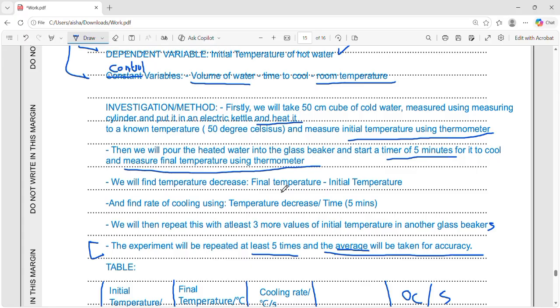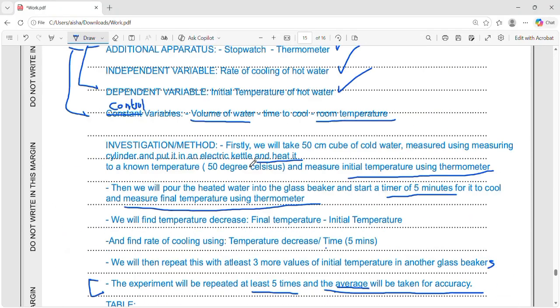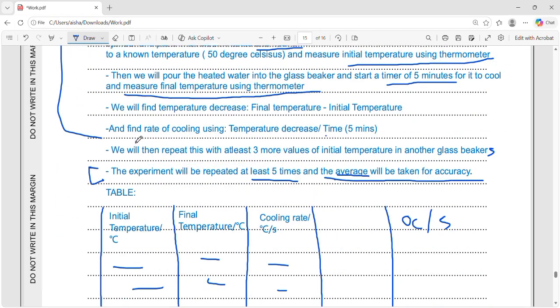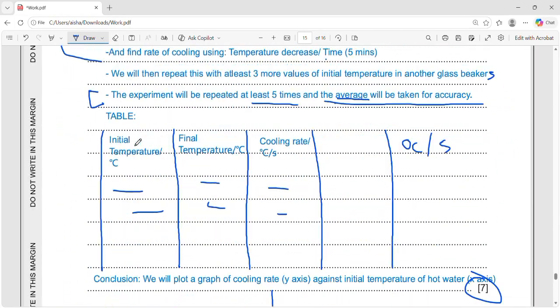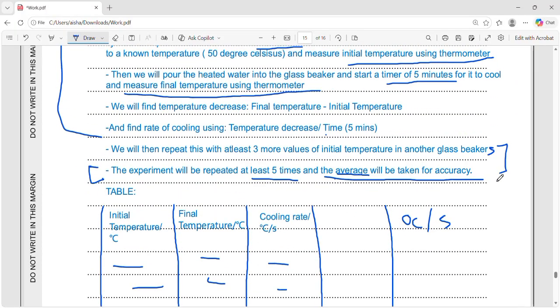We will find the temperature decrease by using final temperature minus initial temperature, and we will find the rate of cooling using the temperature decrease over the time. Okay, this as it's given above. And then from here till here, you have probably already achieved 5 marks confirmed.